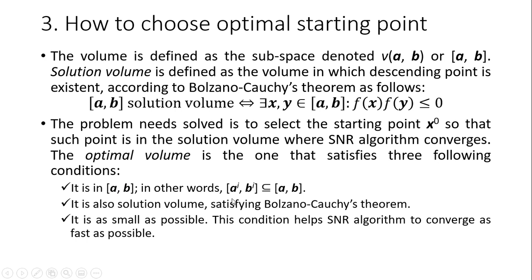In other words, the interval AI, BI belongs to the interval AB. The interval AI, BI is contained in the interval AB. It is also a solution volume satisfying the Bolzano-Cauchy theorem. It is as small as possible. This condition helps the SNR algorithm converge as fast as possible.